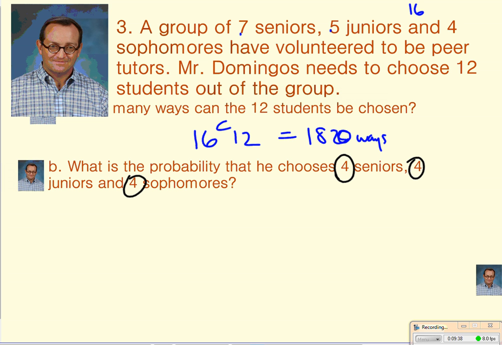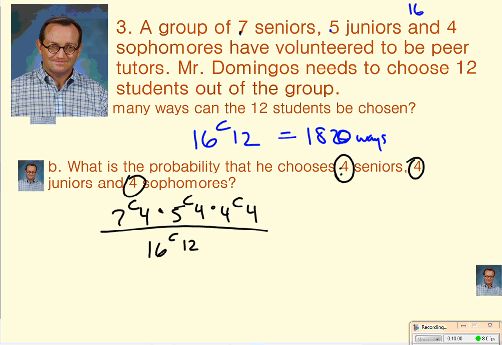Out of 7 seniors, he's got to pick 4. So that's like saying 7C4. That takes care of the seniors. Out of the juniors, he's got 5 juniors, and he's got to choose 4. Out of the sophomores, he's got 4, and he's got to choose all 4 of them. All of that's going to be over the 16 choose 12. Okay, so give me a second to calculate that.